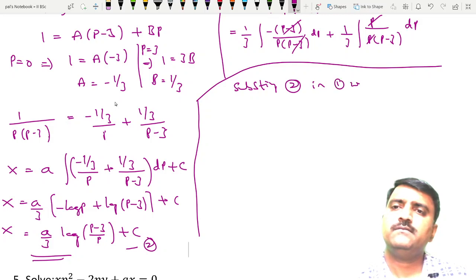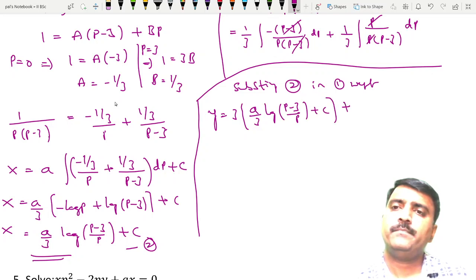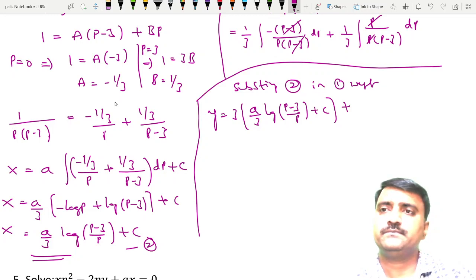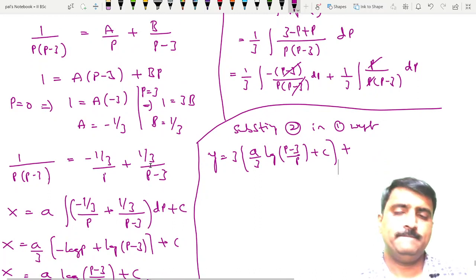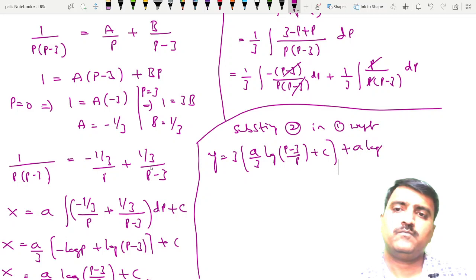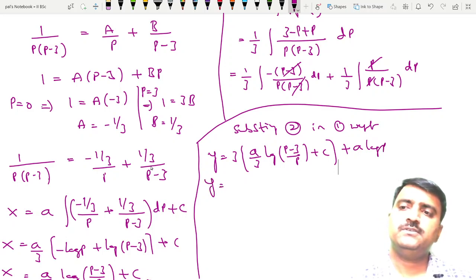Substituting 2 in 1, we get y is equal to 3x. x is a by 3 log of p minus 3 by p plus c, plus y is equal to 3x plus a log p. So that is y is equal to, if you multiply this with a, then it is a log p minus 3 by p plus 3c constant plus a log p.